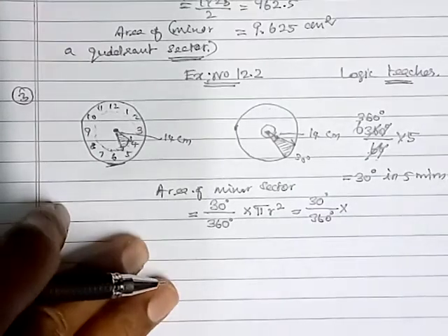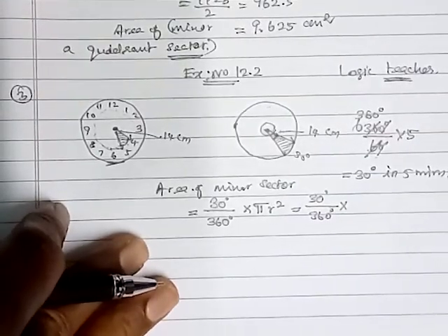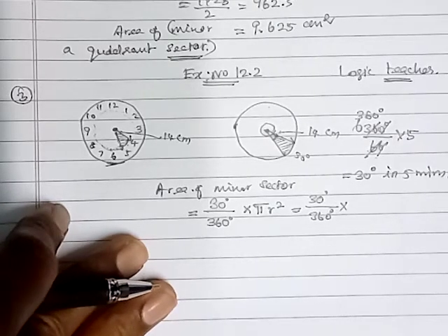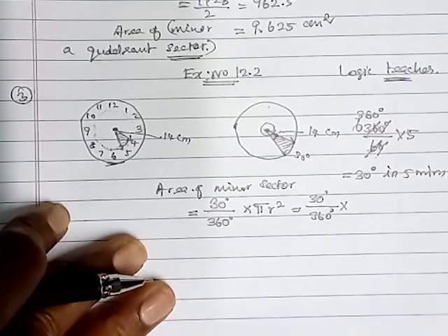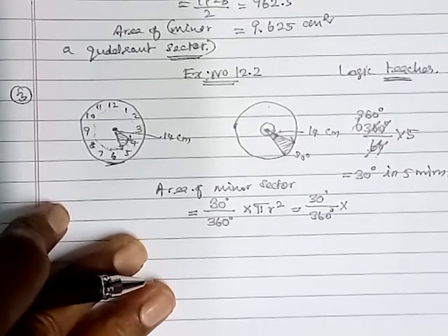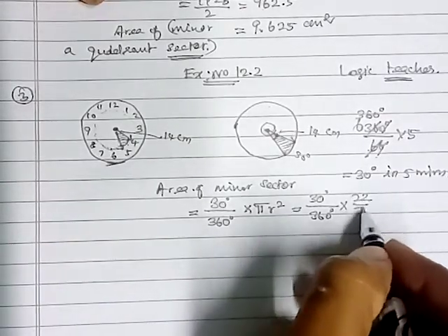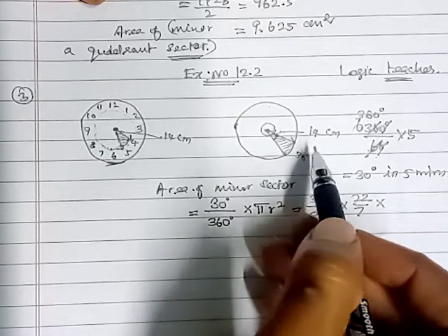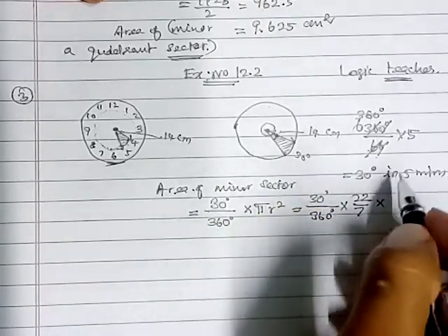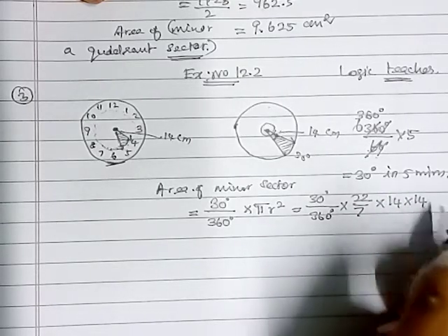what's the pi value? Is it mentioned that we should use 3.14 in the question? No. So we can take it 22 by 7. Pi value is 22 by 7. What is r in this? 14, right? That is r squared, 14 into 14.